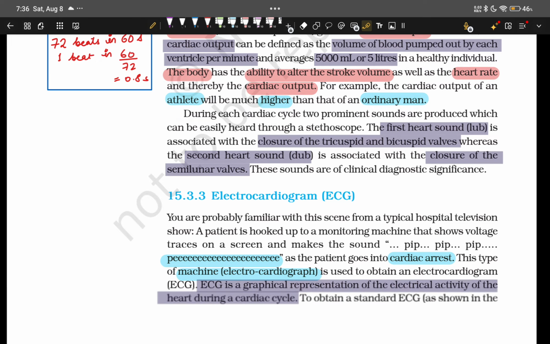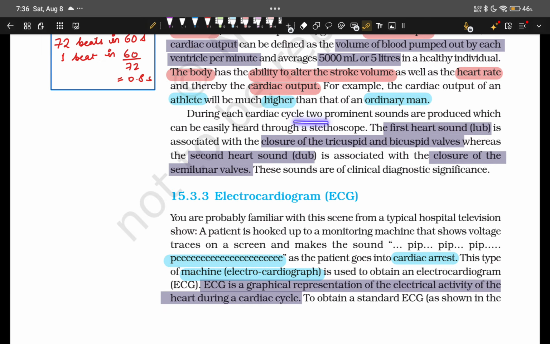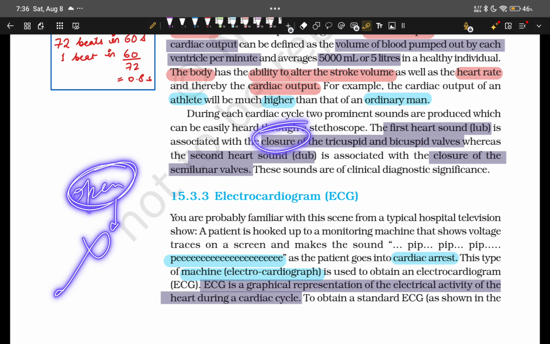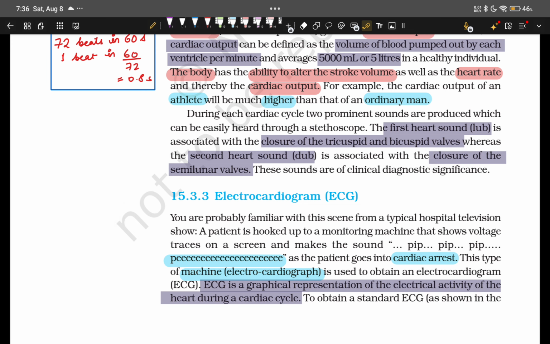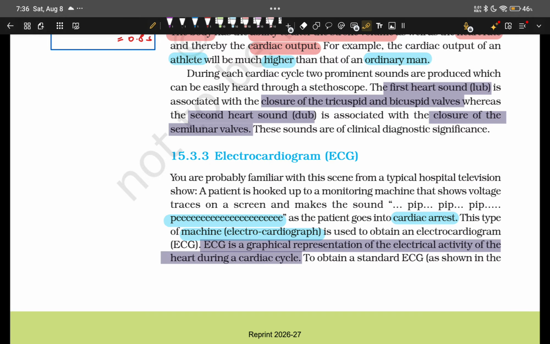Higher cardiac output. Now one more thing, there are two prominent sounds that are produced, as I told you. The first heard sound is the lub sound, and that is caused due to tricuspid and bicuspid valve closure, and the second heard sound is the dub sound, due to closure of the semilunar valves. Remember my word, opening of valves, opening of anything does not cause any sound. Only closure of these valves causes sound, as I told you, explained very well.